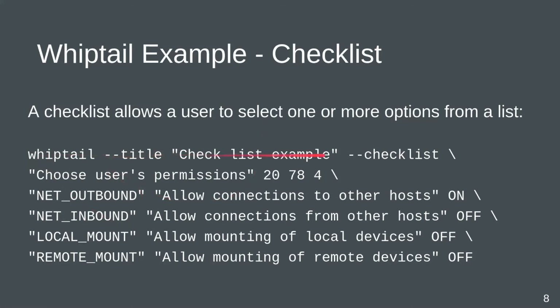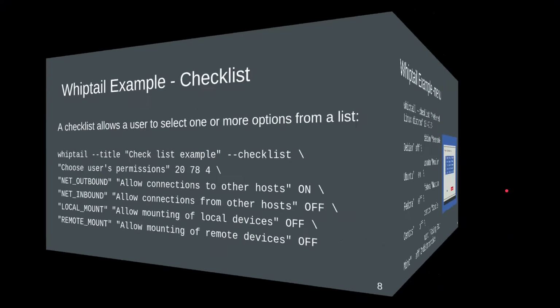So we specify type checklist, and then we give it a main kind of heading text. We can then specify the items in the checklist. Now, note this escape character here, this slash, that just tells Whiptail it's a new line. Okay, so at the end of each of these, we have to do the new line character, except obviously the last line, because the last line's already on a new line. We don't need any lines after it. So that's a checklist example.